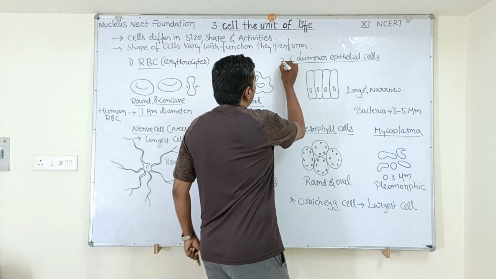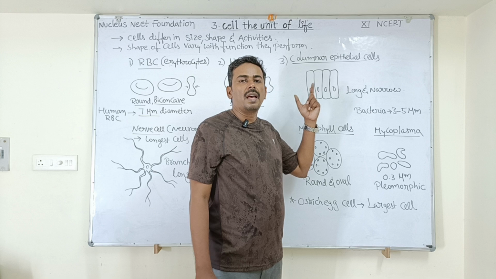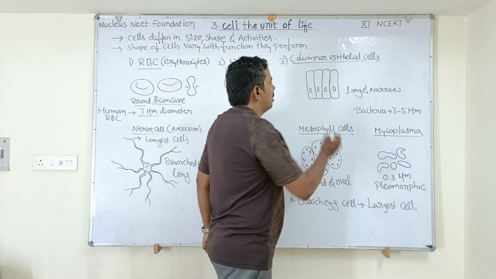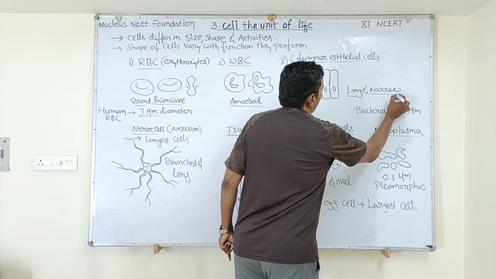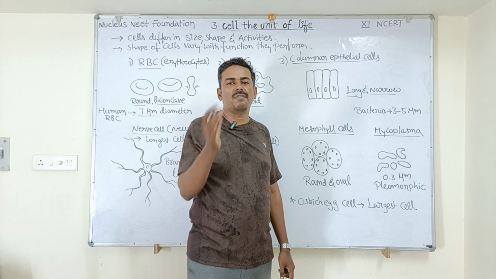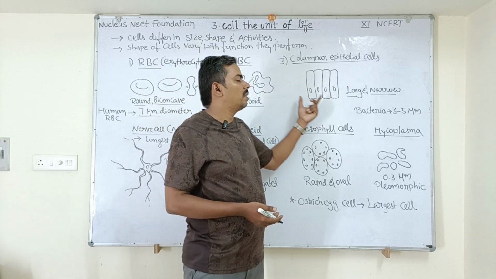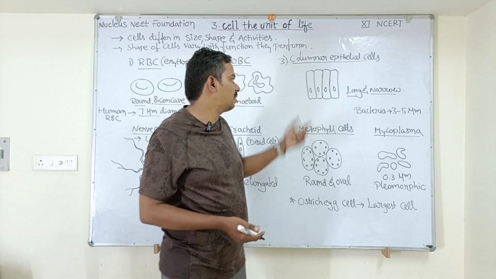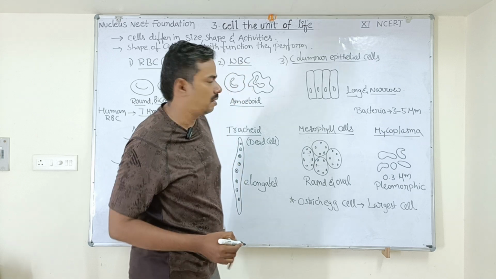Next, the third type of cells, columnar epithelial cells. This we can see in all the animals. Columnar epithelial cells are long and narrow. Most of the time these cells cover the surface of organs inside our body, and they are also found in the inner lining of intestine. You can see each and every cell is showing a nucleus, right?